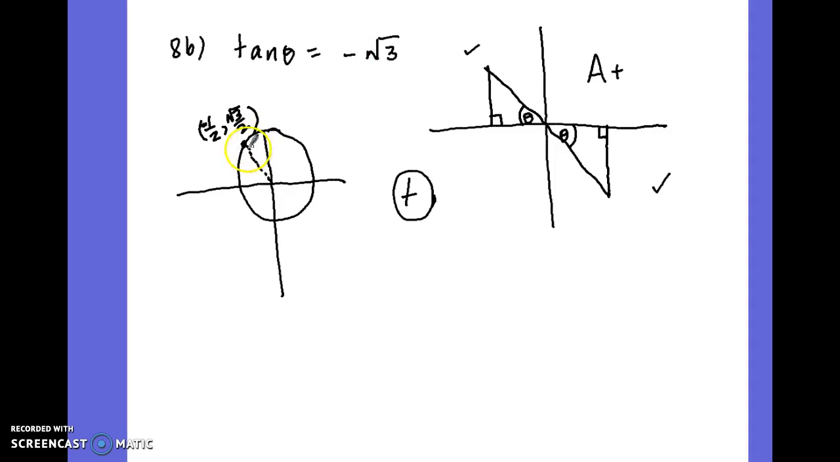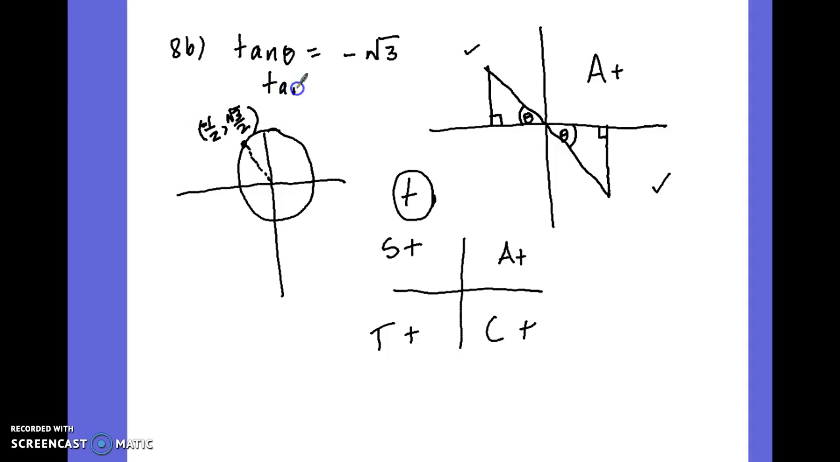Well, you know cosine will be negative in the second quadrant here, because going back to "All Students Take Calculus," we have all positive here, sine only positive here, tan positive here, cosine positive here. So getting back to here, we know cosine would be negative here and sine would be positive. So this is a good candidate, especially since we have the root 3 here and we have the negative 1/2 here.